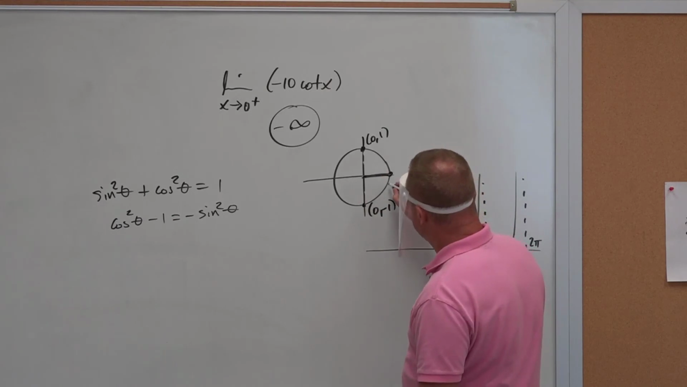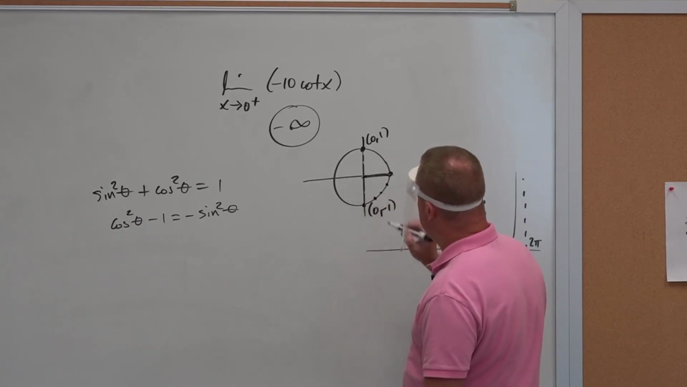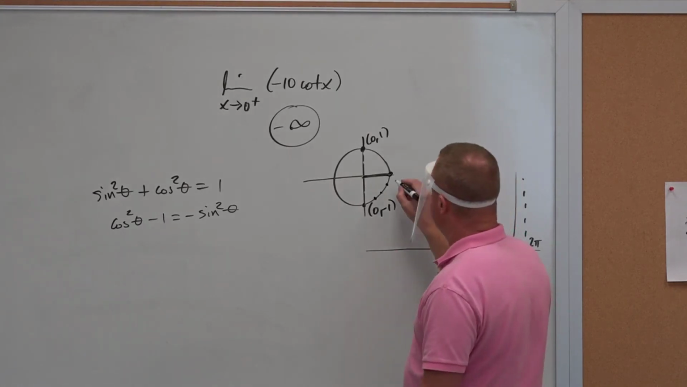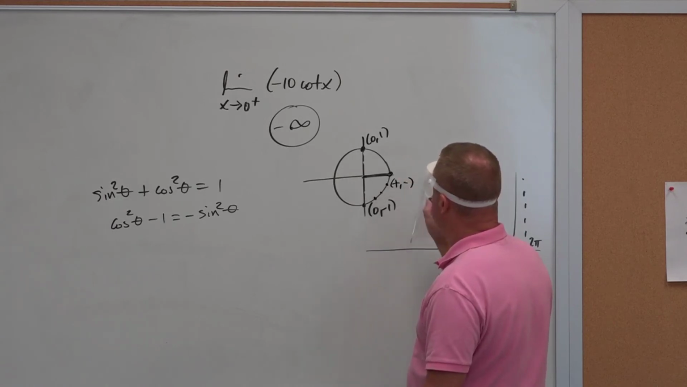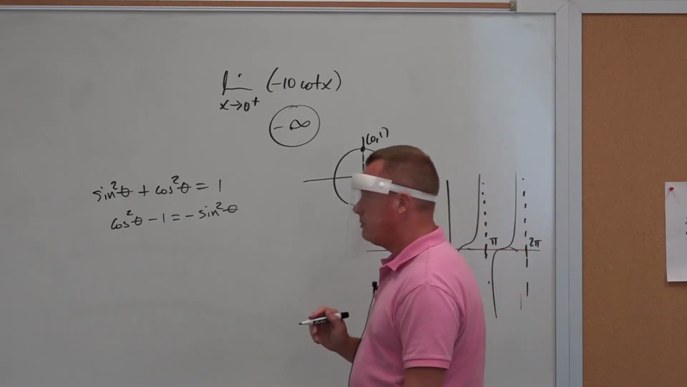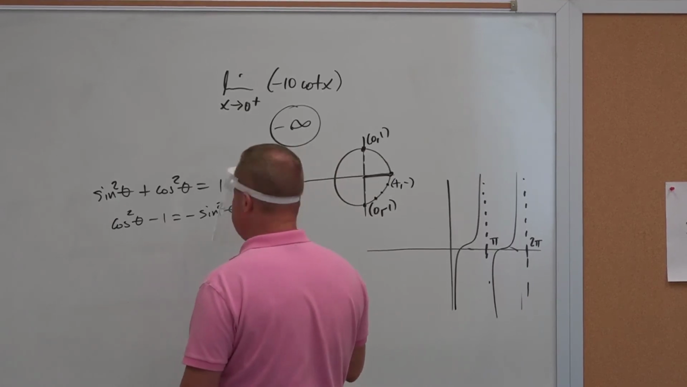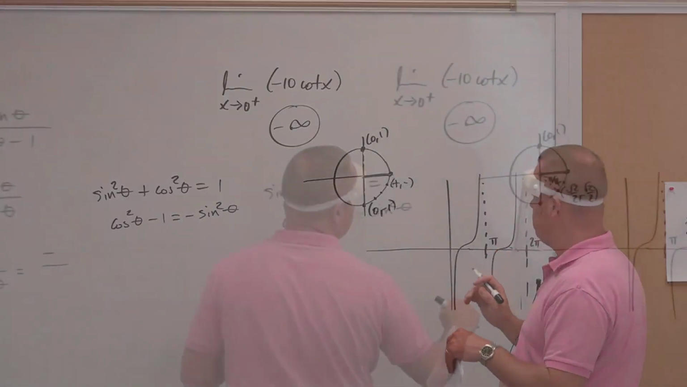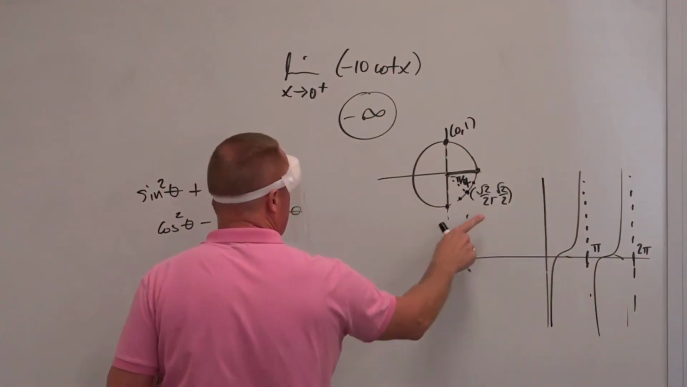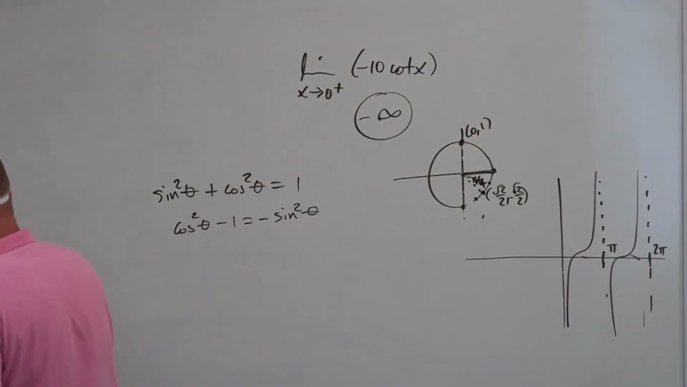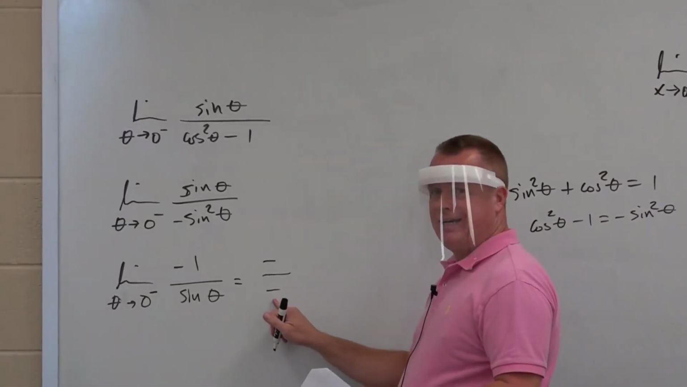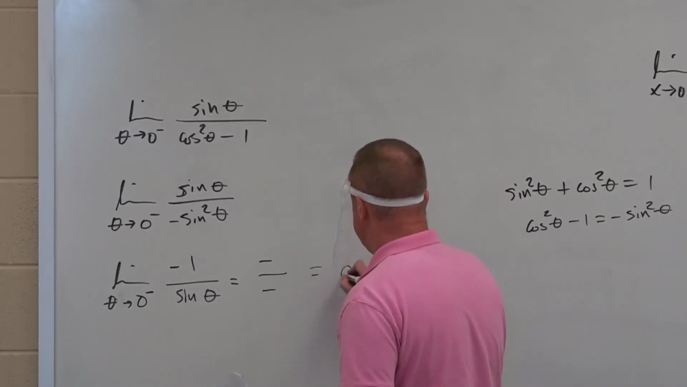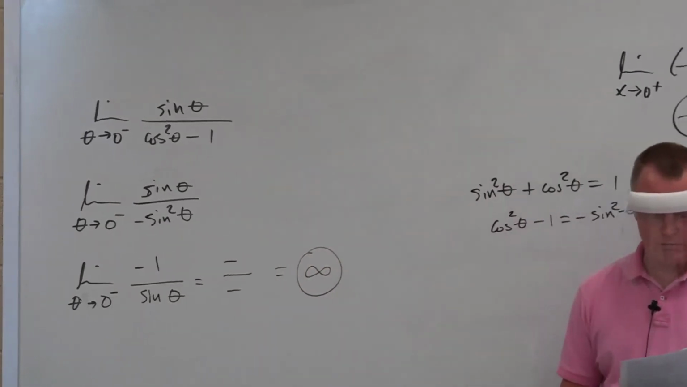What is true about your x's throughout here? Are they positive or negative? Positive. They are positive. The y's are negative, but the x's are positive. I said x's, didn't I? All right, we're talking about sine. Okay, so what is true about sine there? The y's are negative on the unit circle as you go towards 0, which makes the bottom negative. And negative divided by negative is what? Positive. So that is positive infinity is what the thing approaches.